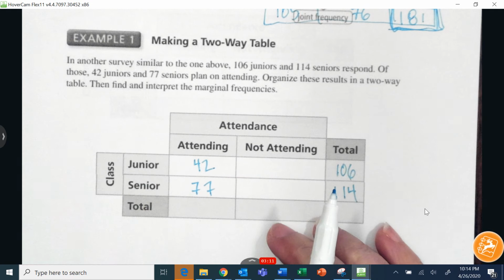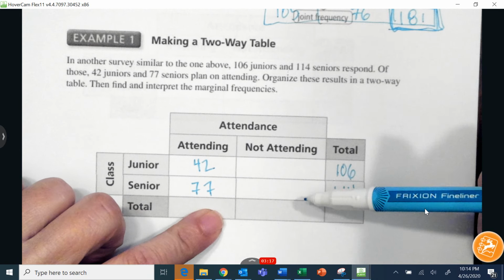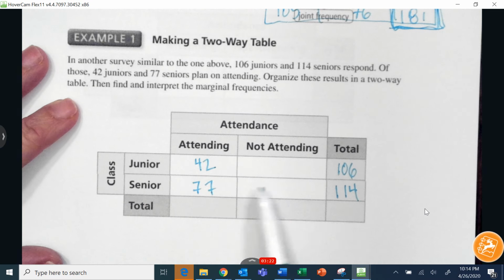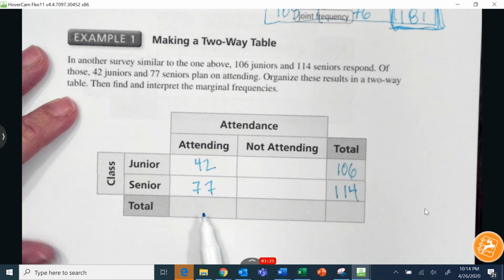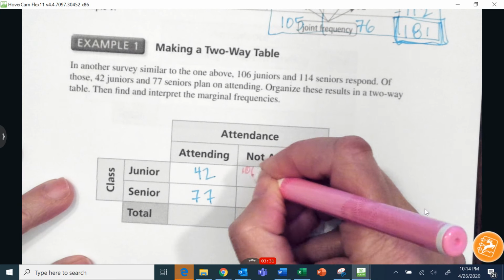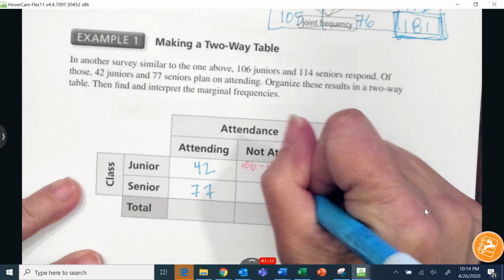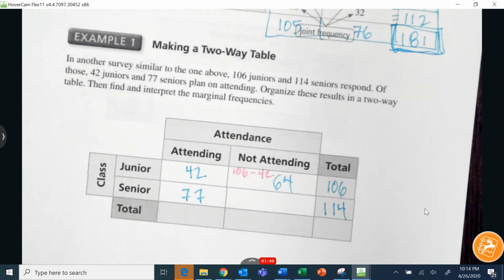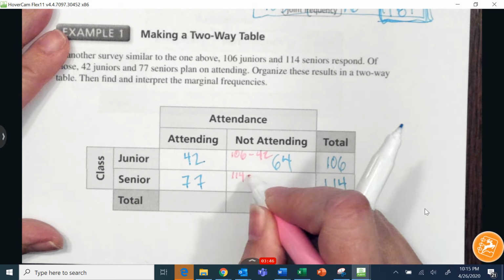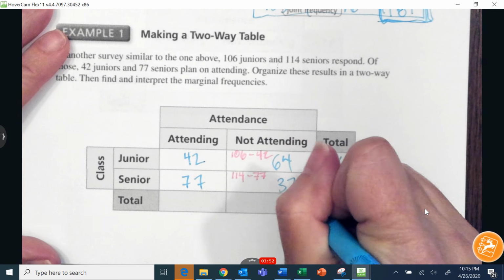So now we're going to find the rest of this table. We're going to find the other joint frequencies, and then we're also going to find the missing marginal frequencies. The joint are in the white, and then the marginal are in the gray. So not attending: to find out not attending, you're going to have to subtract the total, 106, minus the 42 that are attending. And when you subtract those, you should get 64 not attending. And then for seniors, we're going to take the 114 total that were surveyed, and subtract the 77 that said they are attending, and we'll get 37 are not attending.